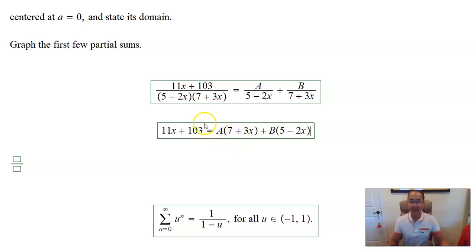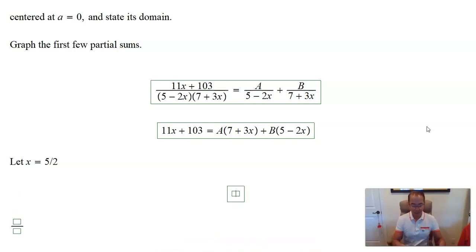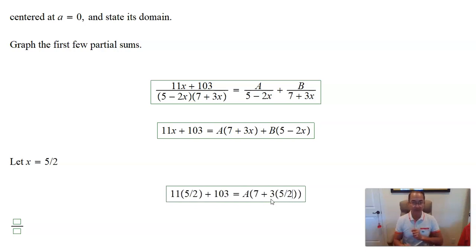We do have two numbers that we can plug in. They're not the greatest because they're fractions, but there's a reason why I wanted to give you a problem with fractions. So let's let x be 5 over 2. And what do we get? We get 11 times 5 over 2 plus 103. And on the right, B goes away. So we have A surviving times (7 plus 3 times 5 over 2).